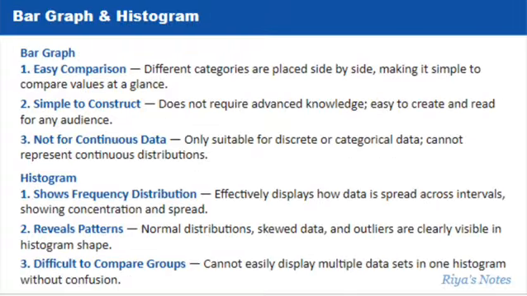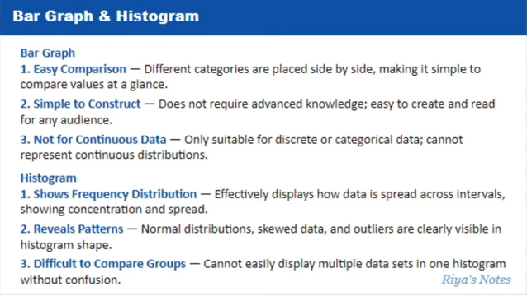Bar graph and histogram. Bar graph. 1. Easy comparison. Different categories are placed side by side, making it simple to compare values at a glance. 2. Simple to construct. Does not require advanced knowledge. Easy to create and read for any audience. 3. Not for continuous data. Only suitable for discrete or categorical data, cannot represent continuous distributions.